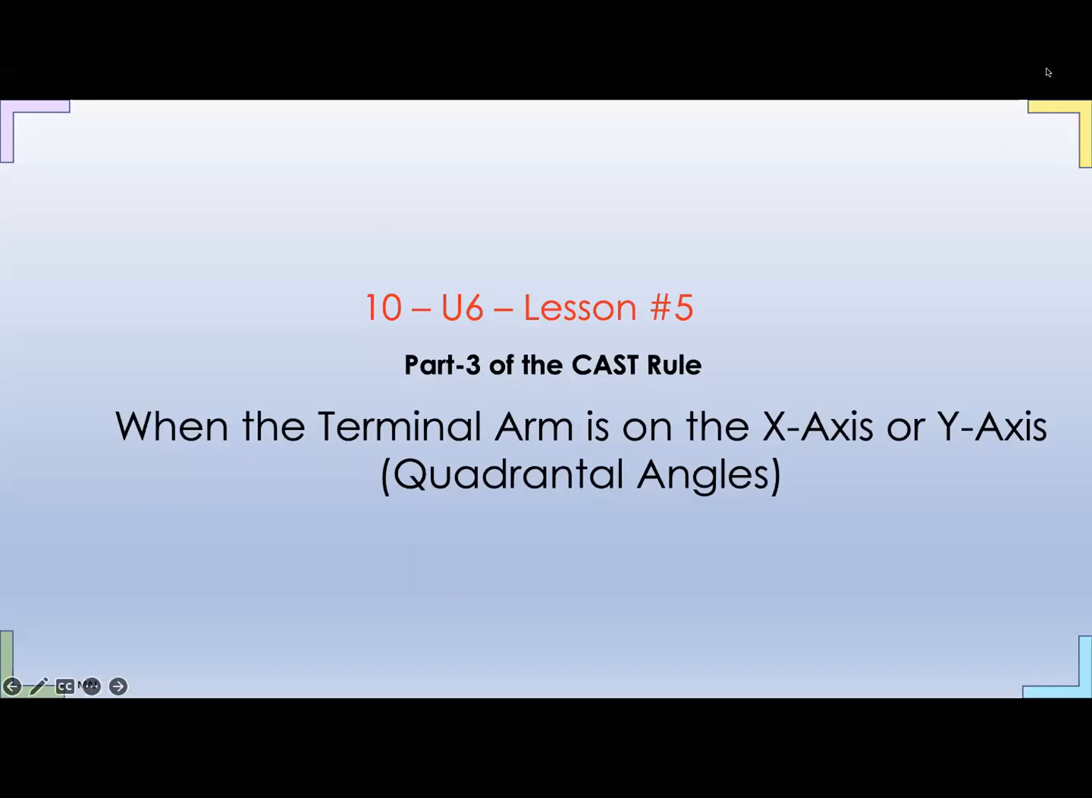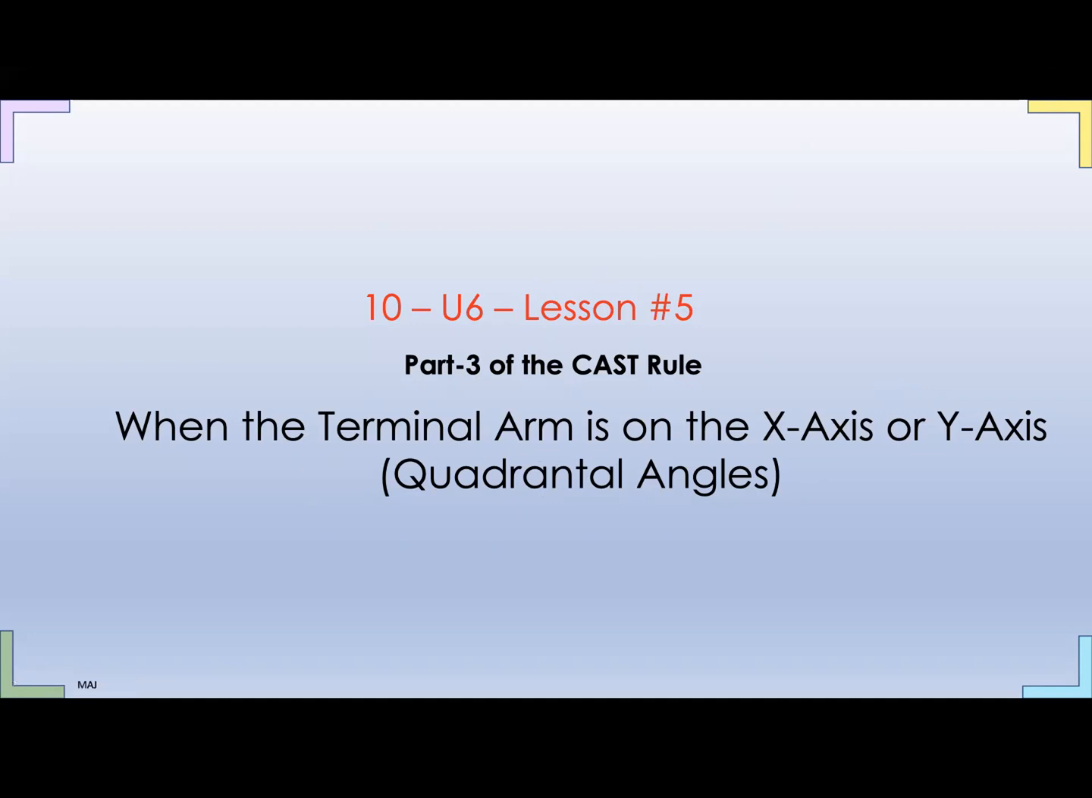Hi, welcome back. We are looking at what happens when the terminal arm is on the X or the Y axis. This is part 3 of the CAST rule lesson. And these angles are also called quadrantal angles. You don't have to remember that word as long as you know how to process the information when the terminal arm is on the X or the Y axis, right?